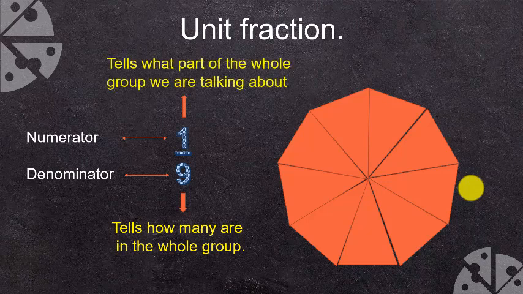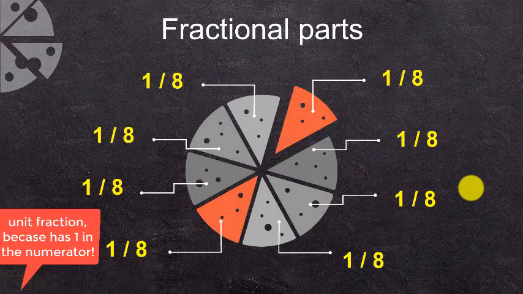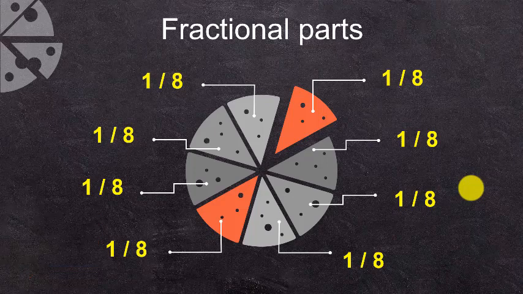Okay, the fractional parts: if you look at every single slice of pizza, all are fractional parts or unit parts. Why unit? Because it has one in the numerator. That's a unit fraction. The whole pizza has all the unit parts.